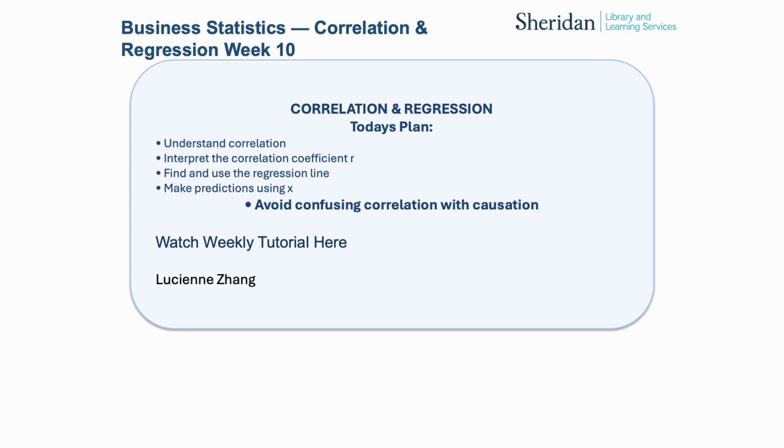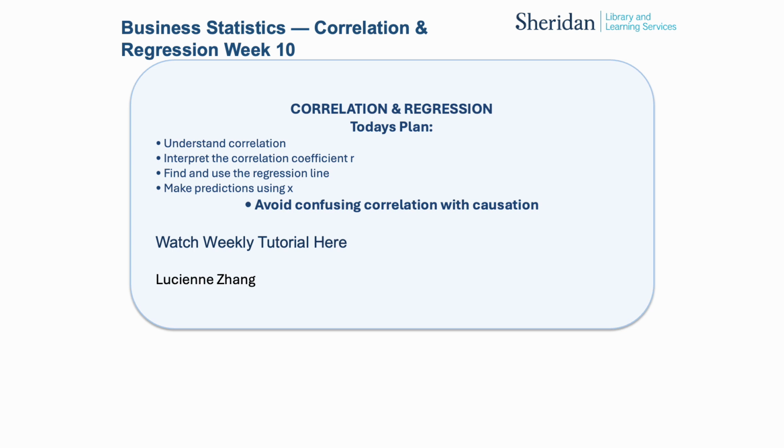This chapter introduces two very important statistical tools that we widely use in business, economics, finance, marketing, and any other fields. Whenever a business wants to understand whether two variables are related, for example, whether increasing advertising spending leads to higher sales, whether customer satisfaction affects repeat purchases, or whether study hours influence exam scores, they often begin with correlation. Once they know a relationship exists, they can then use regression to predict future outcomes.